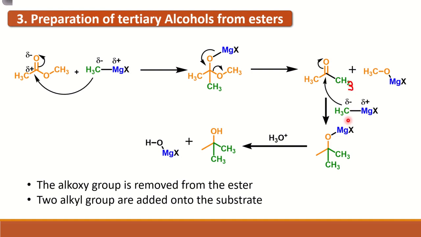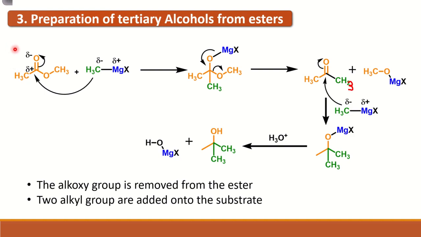Now one more equivalent of CH3 will attack the ketone. Now we know that the ester has given us the ketone, and we know that ketones are attacked by the Grignard reagent to form a tertiary alcohol. The same reaction would occur. So this CH3 having the partial negative charge will attack this carbon, and we'll get CH3, CH3, CH3, a tertiary butyl group, and this OMgX, which on hydrolysis will produce tertiary butyl alcohol and MgXOH.